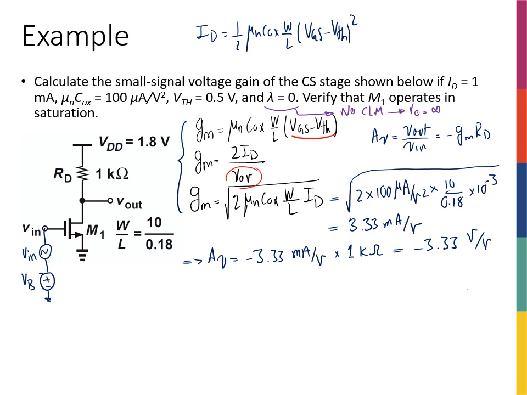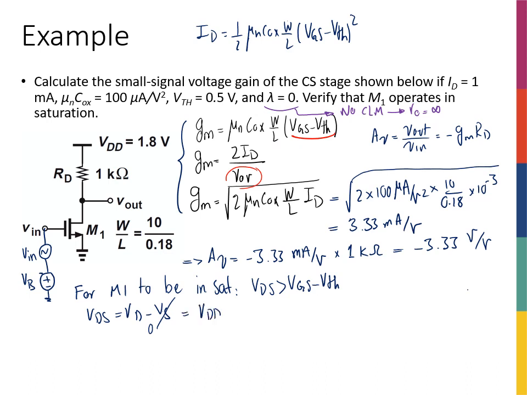Now for the second part, I know that for M1 to be in saturation, I need to make sure that VDS is greater than VGS minus VTH. So what is VDS? VDS is equal to VD minus VS, VS being ground, so that's 0. So it's just VD, which is equal to VDD minus RD ID. VDD is 1.8, RD is 1 kilo ohm, ID is 1 milliamp, so 1 volt is going to be RD ID. So this is going to be 0.8 volts.